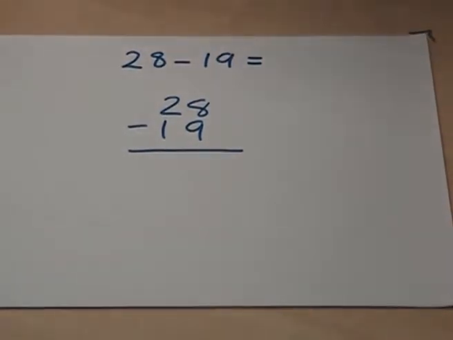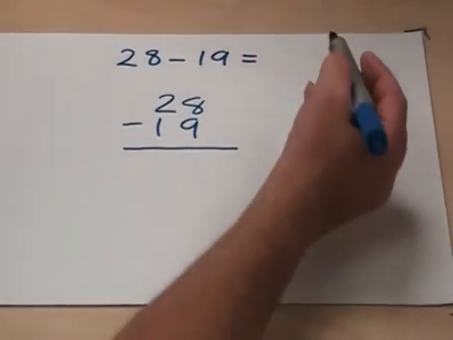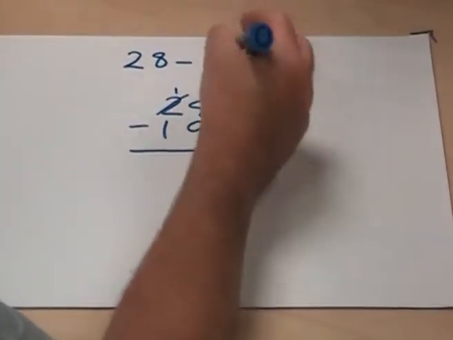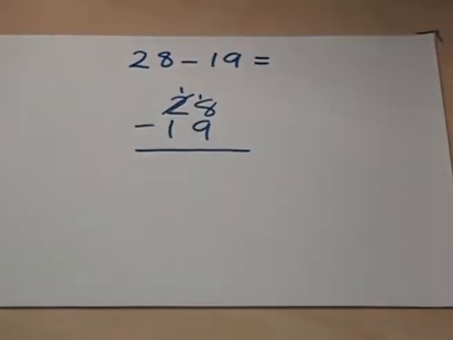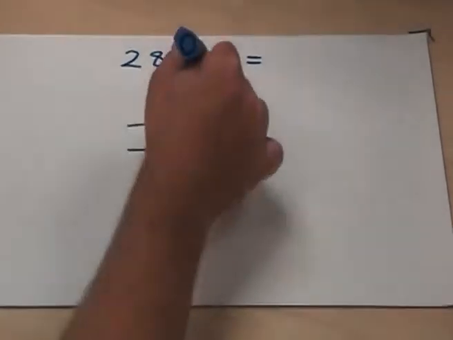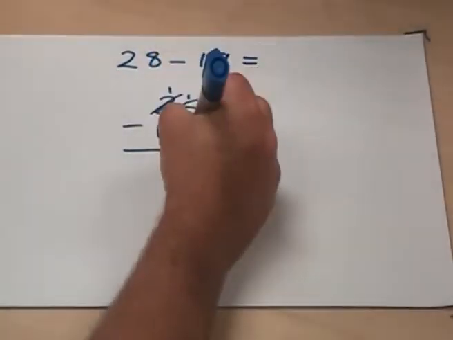We write it down like this. Obviously we have 8 take away 9. We cannot do it without borrowing from the tens column. So to do the borrowing, we put a line through the numbers in the tens column and borrow 10 over, giving us 18 take away 9. 18 take away 9 gives us 9.